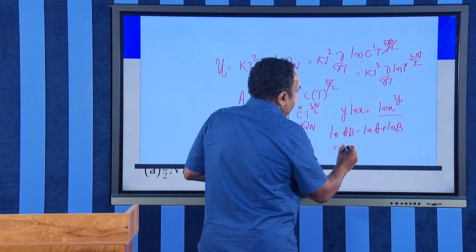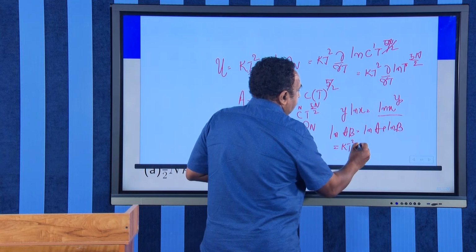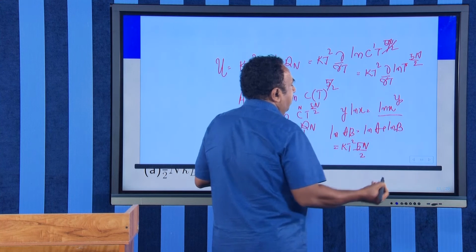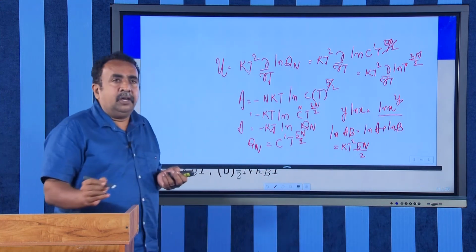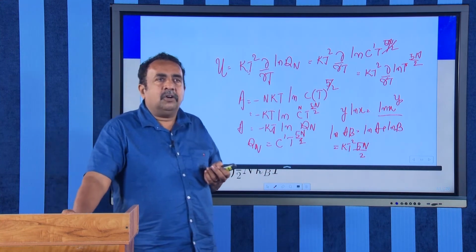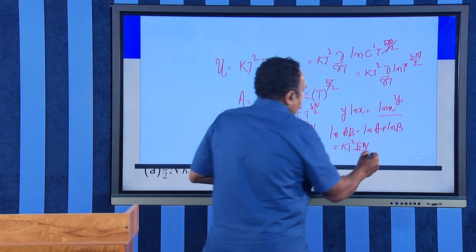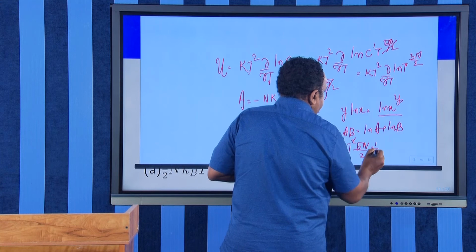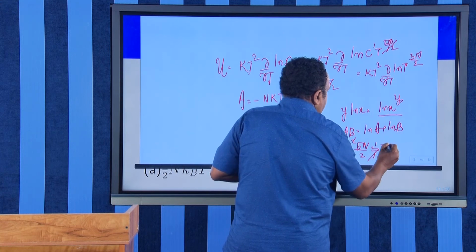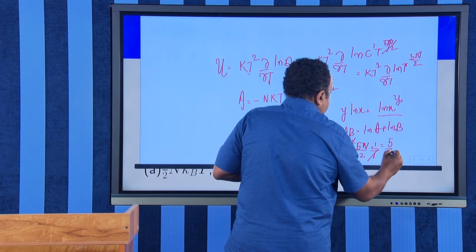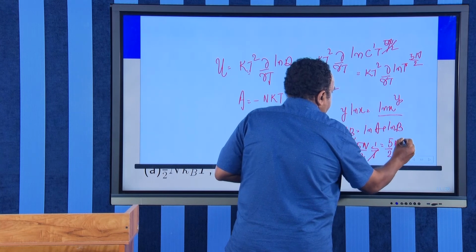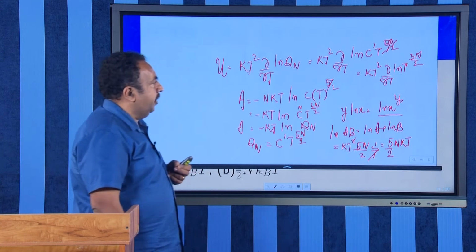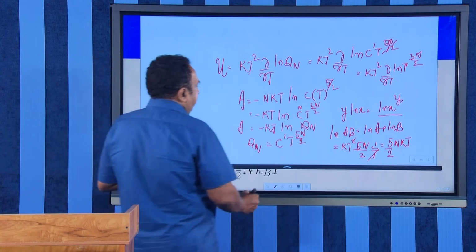Therefore, I have this kT² times 5N/2, and I have to take only the partial derivative of log T with respect to T, which I will get as 1/T. Therefore, this T and this T cancel, and I will get my internal energy as 5/2 NkT.